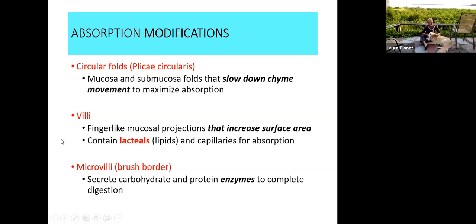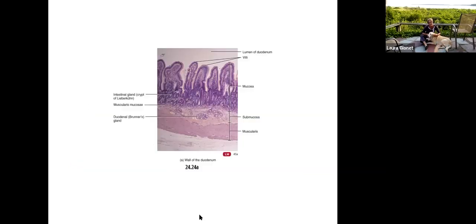The villi are finger-like mucosal projections that increase the surface area. In the center, we have lacteals and lots of capillaries. And then we can have microvilli, or what's called the brush border, farther down in the small intestine, where we have those special cells that help secrete enzymes to complete carbohydrate and protein digestion. We'll look at those steps and those particular enzymes in more detail in the next chapter.